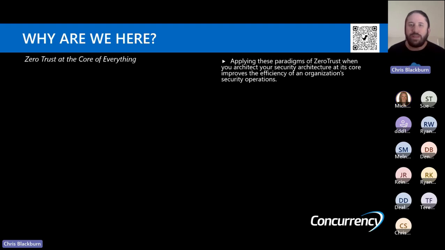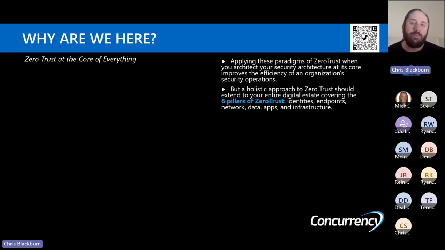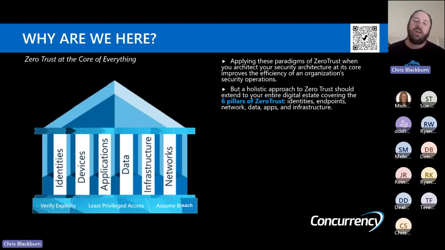We've got a lot of really insightful people on our team that just love to talk about security. They love to talk about the Microsoft technologies. For me, it is really a lot around zero trust and talking to organizations about those paradigms and being able to apply them holistically. That really does focus on the 6 core pillars of zero trust: our identities, our endpoints, our network, our data, our apps, and our infrastructure.